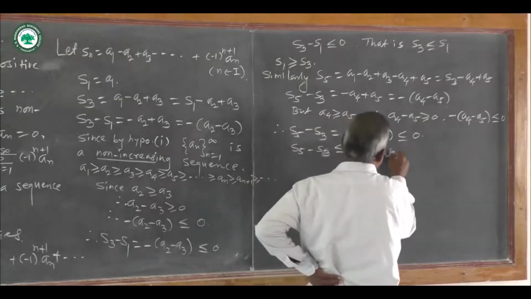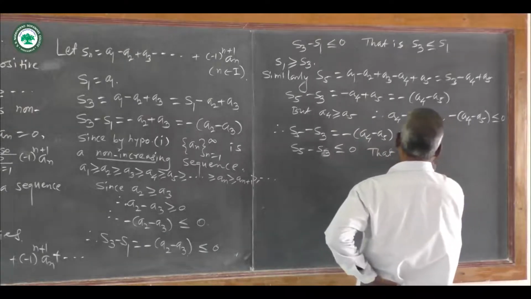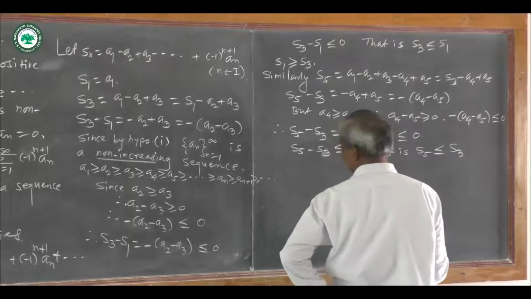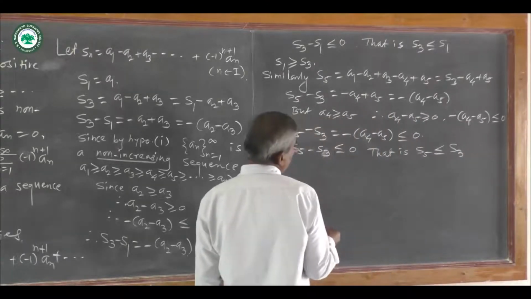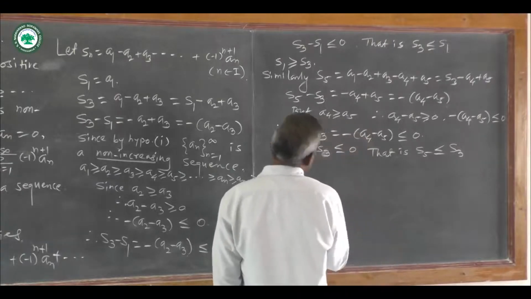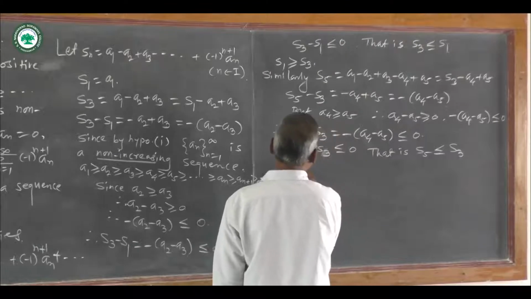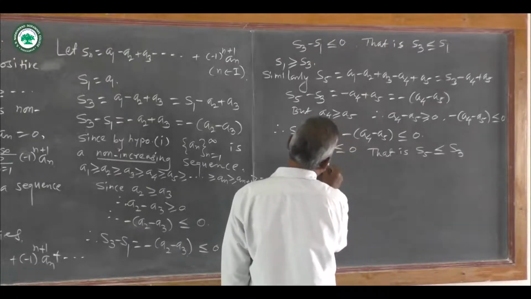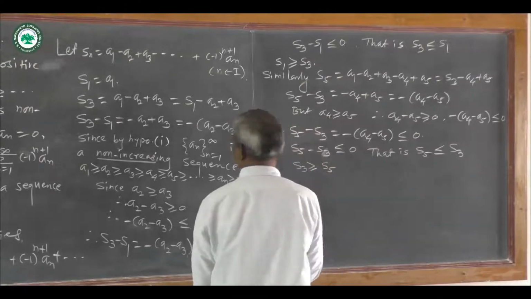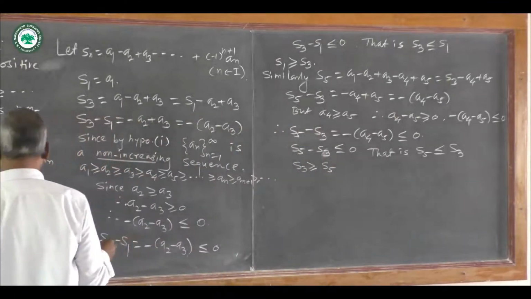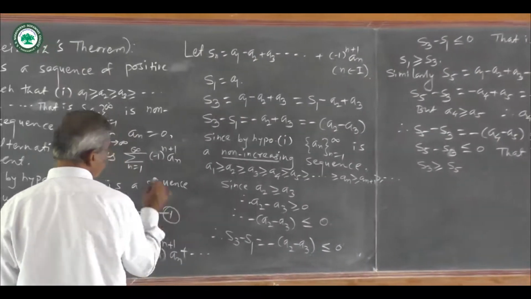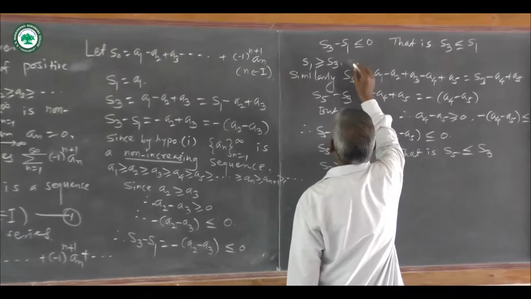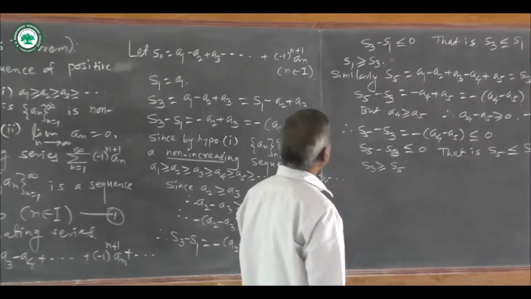That is, S5 is less than or equal to S3. This can be written as S3 is greater than or equal to S5. This is statement number 1, equation 1. This is number 2. This is number 3.